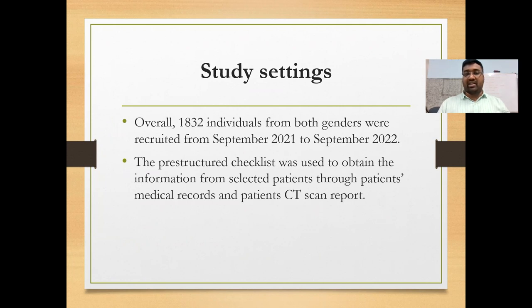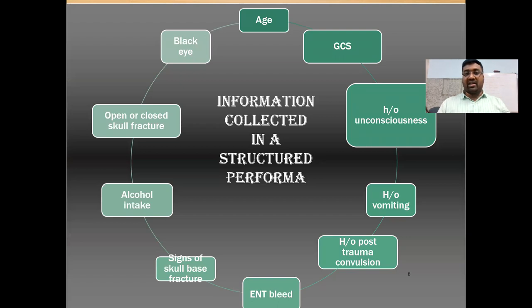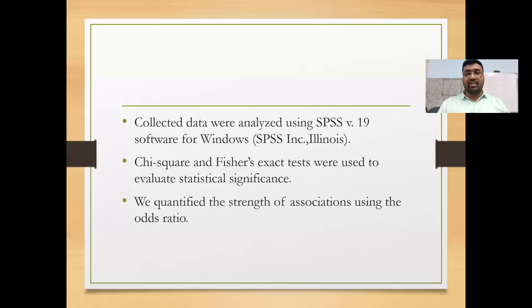The prescribed checklist was used to obtain the information from selected patients' medical records and patient CT scan reports. Information was collected in a structured proforma. This is shown in this diagram. The information like age, GCS, history of unconsciousness, history of vomiting, history of post-traumatic convulsion, ENT bleed, signs of skull base fracture, alcohol intake, open or closed skull fracture, and black eye were taken.